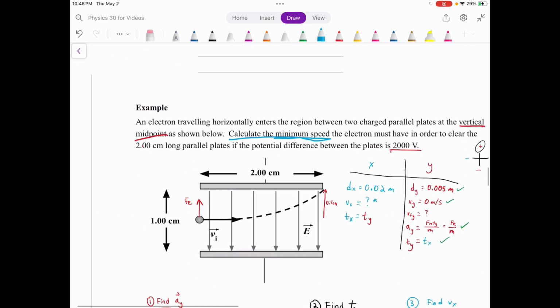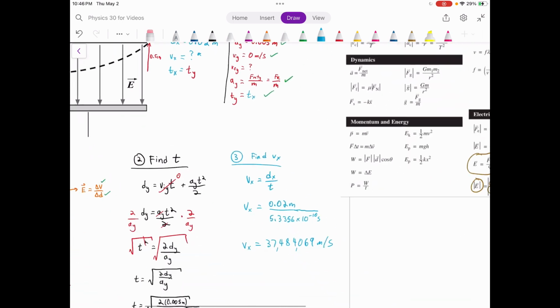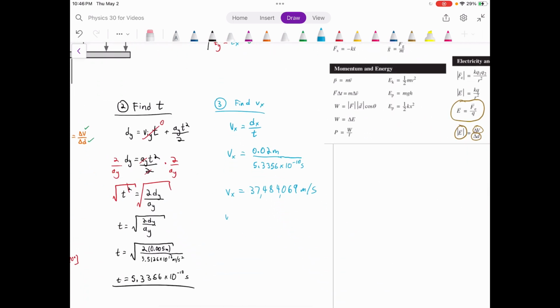So how many significant digits do we get here? Looks like we get 3, right? We use the charge of an electron, that's also 3. So with 3 significant digits, this would be 3.75. Careful, that 4 gets rounded up to a 5 because it's followed by an 8, times 10 to the power of 1, 2, 3, 4, 5, 6, 7. 3.75 times 10 to the 7 meters per second.